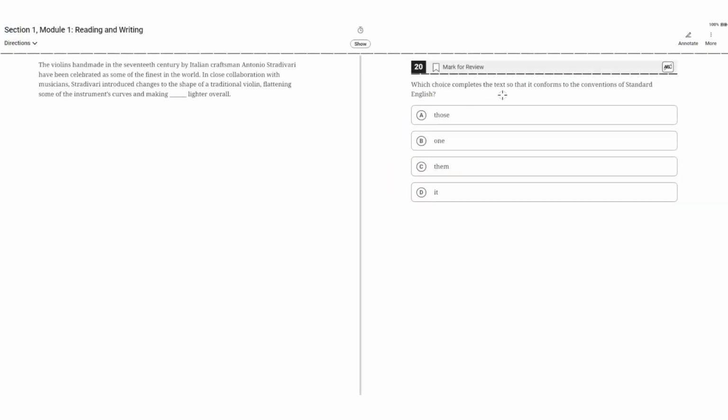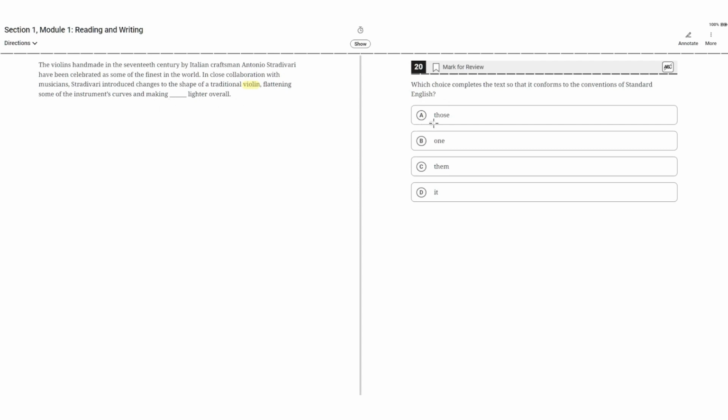Which choice completes the text so that it conforms to the conventions of standard English? The violins handmade in the 17th century by Italian craftsman Antonio Stradivari have been celebrated as some of the finest in the world. In close collaboration with musicians, Stradivari introduced changes to the shape of a traditional violin, flattening some of the instrument's curves and making blank lighter overall.